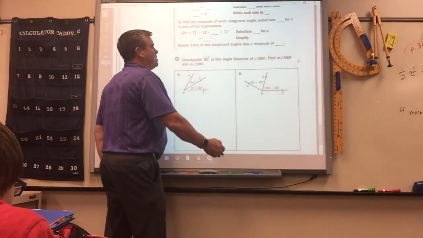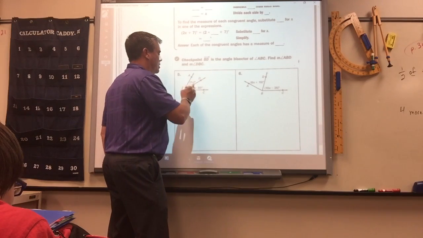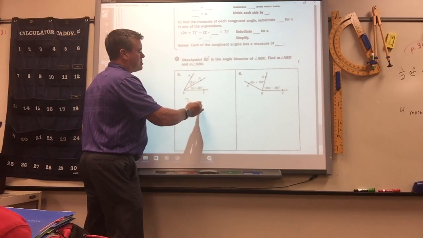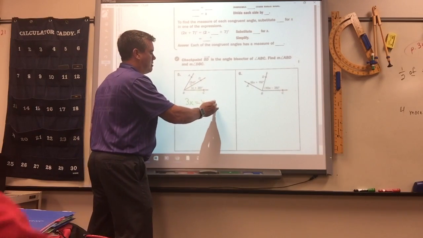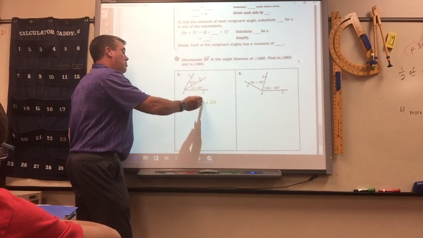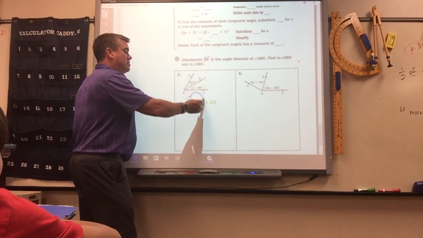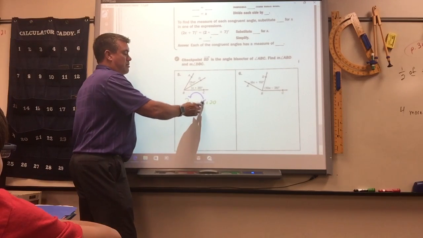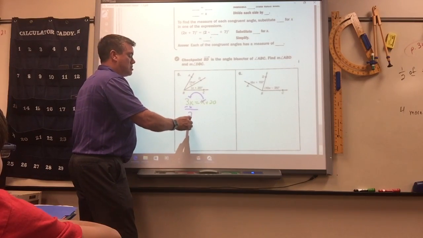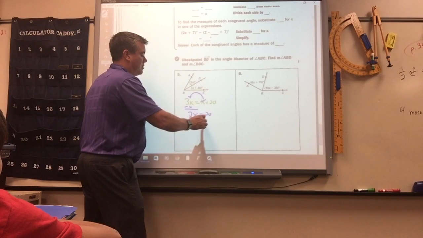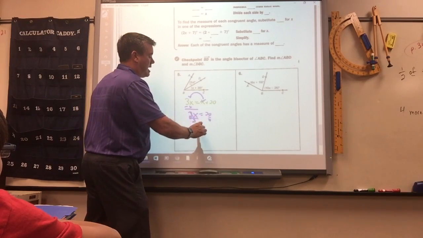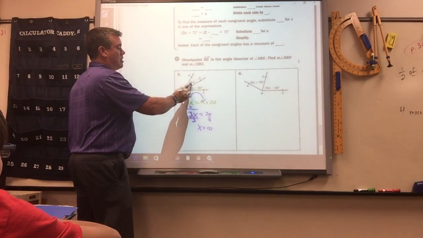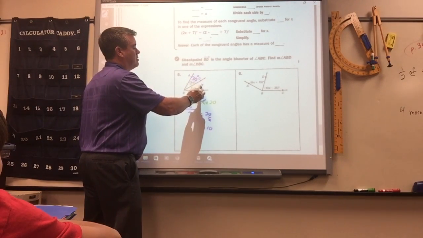So again, here, BD is the bisector, which means this angle equals that angle. 3x has to be the same as x plus 20. So, get this x over to the other side. When you move something over, it changes signs. So from positive to negative x, that makes 2x. And then divide by 2, x is 10. Which means this angle is 30, and so is the other one.